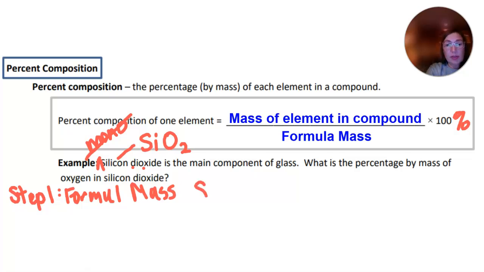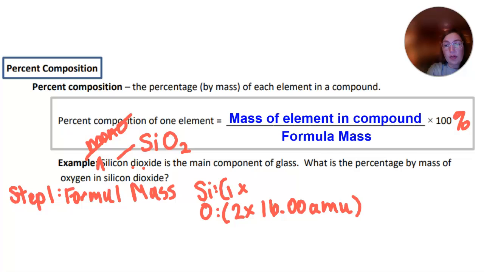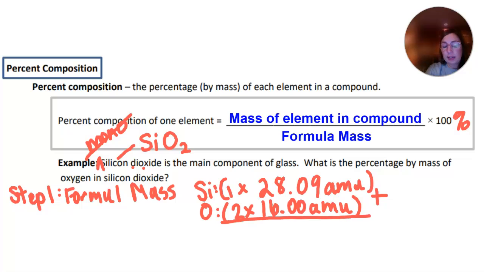Okay, so for SiO2, I've got 1 silicon and I've got 2 oxygen atoms. So 2 times 16 AMU for oxygen and 1 times 28.09 AMU for silicon. Okay, and I need to add those two together. And when I do that, I get 60.09 AMUs for every SiO2 molecule. Okay, so that's my formula mass.